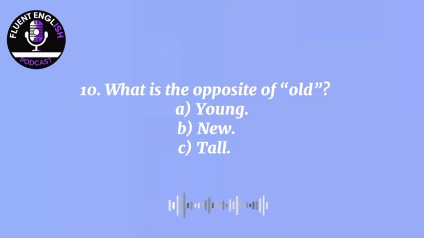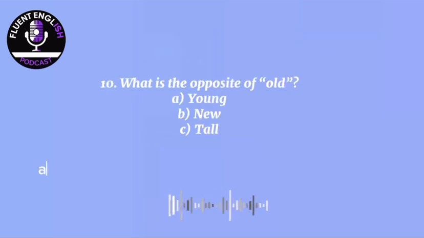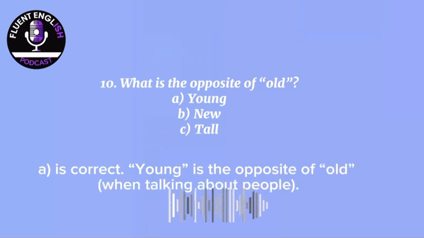10. What is the opposite of old? A. Young. B. New. C. Tall. A is correct. Young is the opposite of old when talking about people.